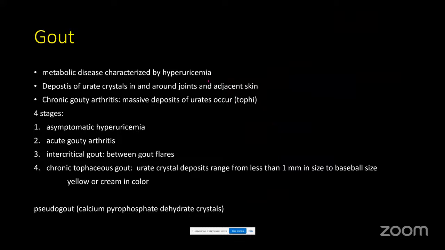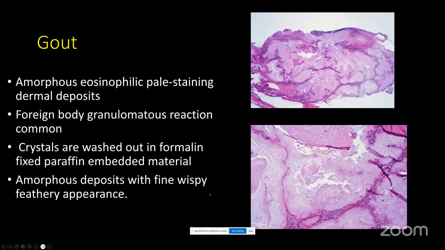Gout, due to hyperuricemia, they get deposition of the urate crystals, usually around the joints, but it starts to spew into the skin. You can get it with flares. You can also have it in between flares, and with time, you can just have it sort of chronically deposited in the peri-joint areas. The ears, elbows, toes, fingers are common places. And these are urate crystals. Pseudogout is due to calcium pyrophosphate dihydrate crystals, which are a little different.